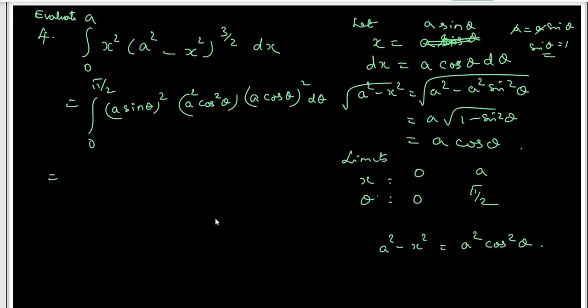So that here we will have from this one a cube, from here one a, so a power 6. So a square, a square, a square, a power 6, 0 to pi by 2. And this one gives me sine square theta, and this one gives me cos theta power 4 d theta.